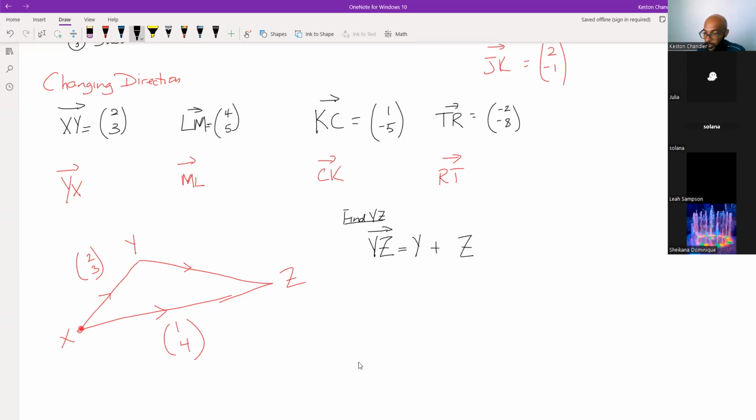I must have a common point in the middle. Based on my diagram, I'm starting here and I'm ending here. But my common point has to be this X. So I want to travel from Y to X this way instead, and then from X, I'm going to travel this way instead to Z. Does everybody see that? In order for me to write that vector equation, X has to be my common point in the middle, my junction. Is everybody seeing that?